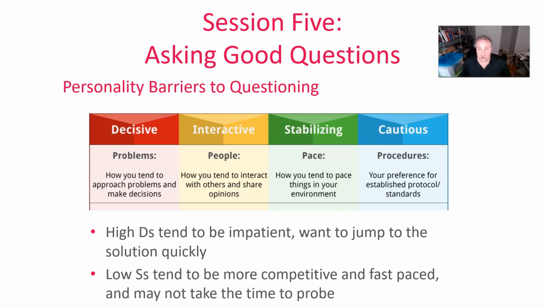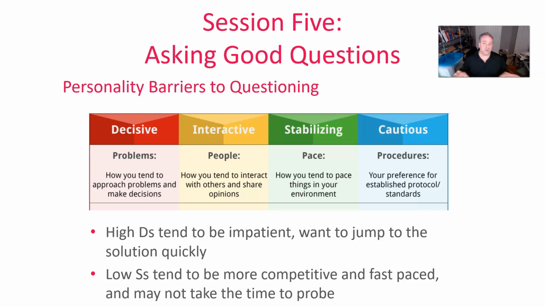Also, people with low S scores, low stabilizing scores, they tend to be more competitive and like to go at a faster pace. And the thing about probing, it takes time. They might not want to take the time to probe.